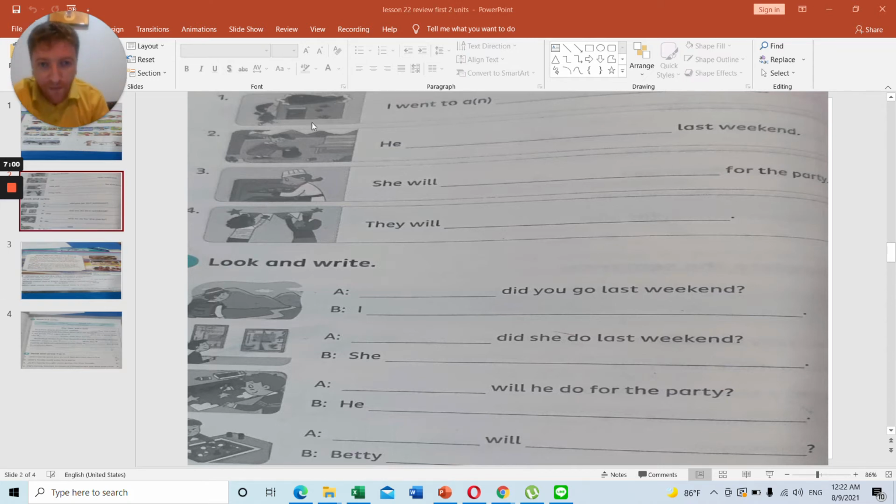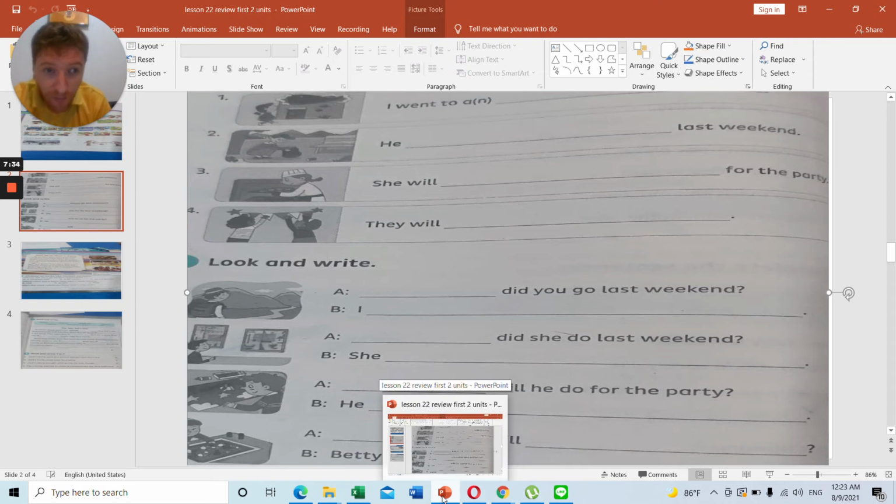So number 1 would be, I went to an aquarium. Number 2 would be, what did he do? He did volunteer work, or you could say he went to a national park, or he did volunteer work. 3, what will she do? She will bake cookies. And number 4, what will they do? They will hang up the decorations.